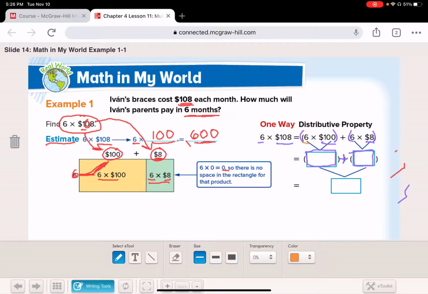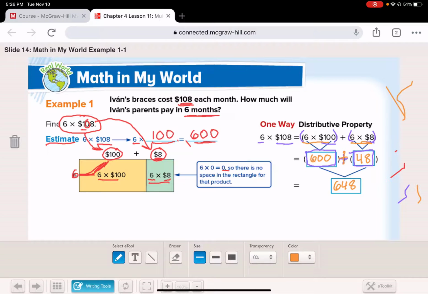Okay, so first 6 times 100. Well, that's easy, 600. And then this one is 6 times 8. 6 times 8 is 48. Now all I have to do is add the two together. Okay, I got two partial products, and when I add them together, 600 plus 48, I'll get 648.